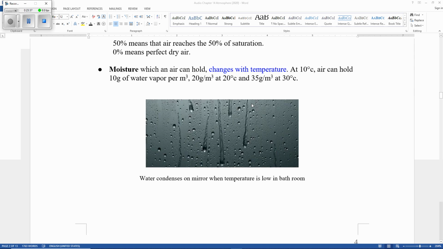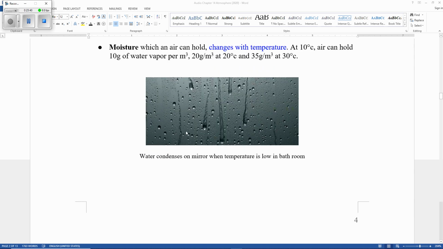So you all have the experience at home. In the spring season, like this season, if you take a shower and you don't turn the heater on, what happens? You're going to see a lot of water, moisture, on the mirror in the bathroom because the temperature is low. Now, if you turn on the heater, when the temperature increases, you're going to see this disappear, because when the temperature increases, the air can hold more and more water. That's the reason.